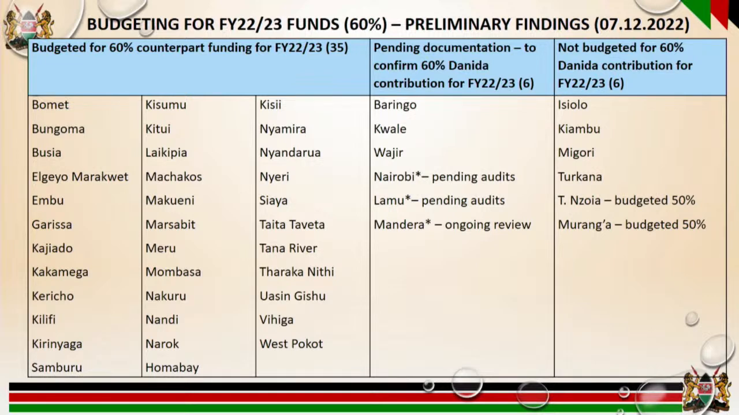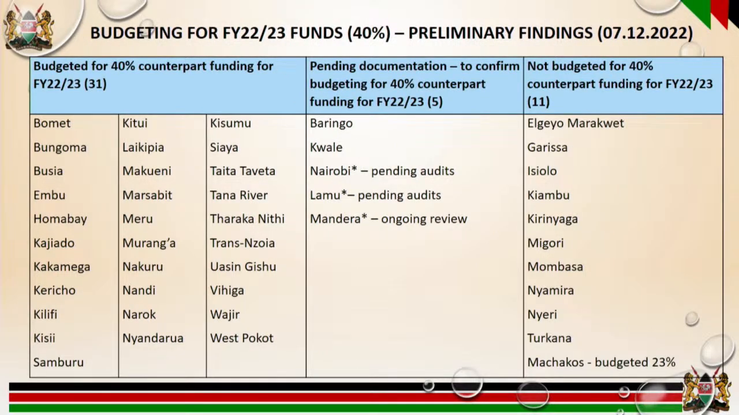Then those that have not budgeted for 60% Danida contribution for this current financial year: Isiolo, Kiambu, Migori, Turkana, and Trans Nzoia. And Muranga, yes, from the auditor's findings, you budgeted, but you budgeted less, that is 50%. So you need to see how that can be increased in the supplementary budgets.